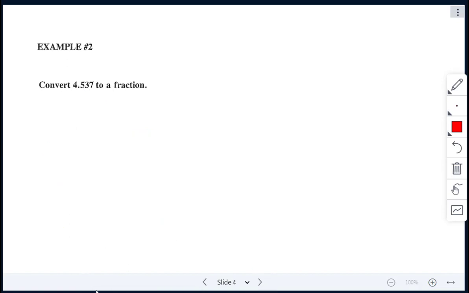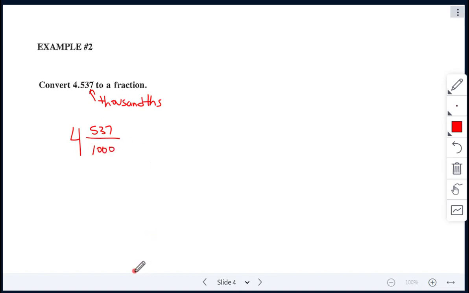So here we have 4.537. We need to convert it to a fraction. So this 4 in the front here, that's a 4 as the whole number. So that just stays as a whole number. And then we have 537. And this last number here is in the thousandths position. Thousandths. So tenths, hundredths, thousandths. So therefore, it would be 537 over 1,000.